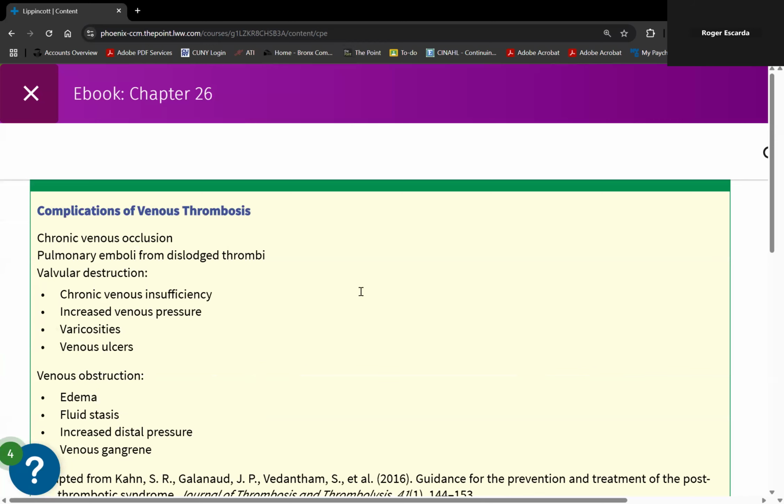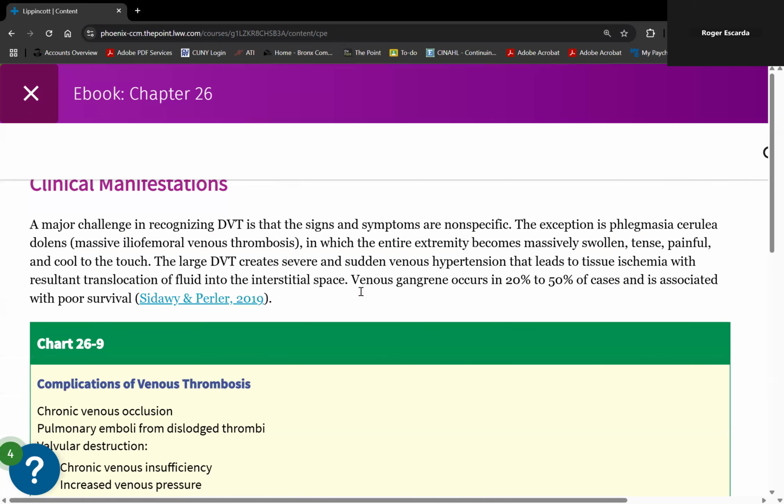There's edema, pain. If the vein affected is superficial, you may see erythema. Okay, the leg may look red. Again, only for superficial DVTs. But if it's deep, then you won't see any redness, but you will see the swelling and pain.